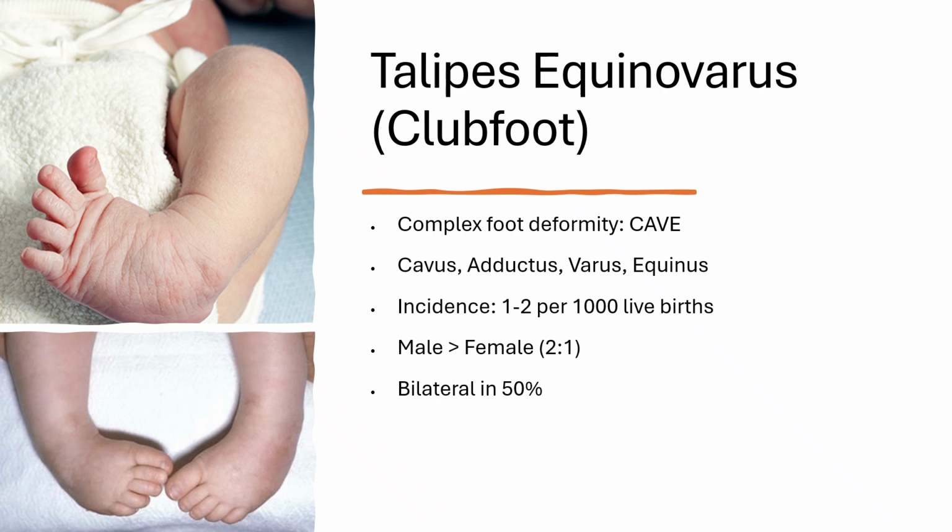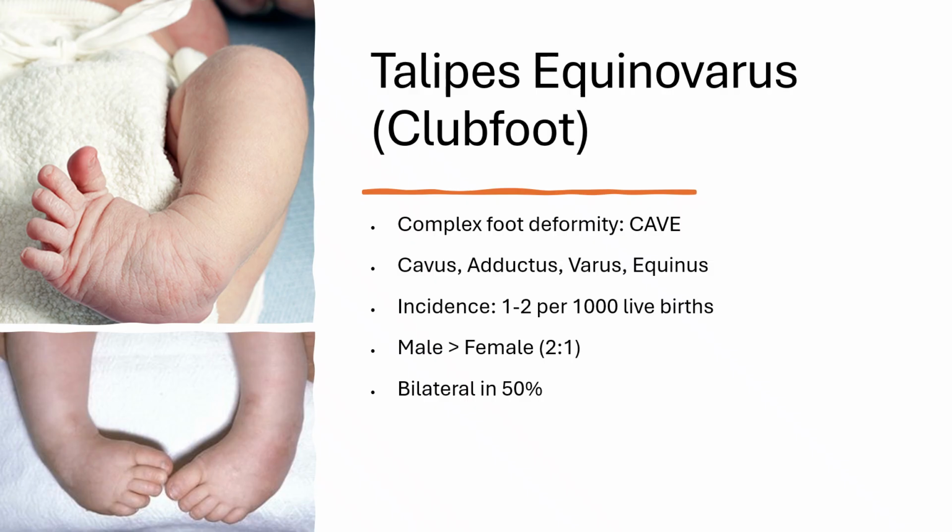Talipes equinovarus, commonly known as clubfoot, represents a complex three-dimensional foot deformity that you can systematically understand using the acronym CAVE. Each component describes a specific aspect of the abnormal positioning. Cavus creates an abnormally high arch, Adductus turns the forefoot inward, Varus tilts the heel inward, and Equinus points the foot downward like a horse's hoof. These four components work together to create the characteristic appearance of a foot that's positioned down and in compared to normal anatomy.